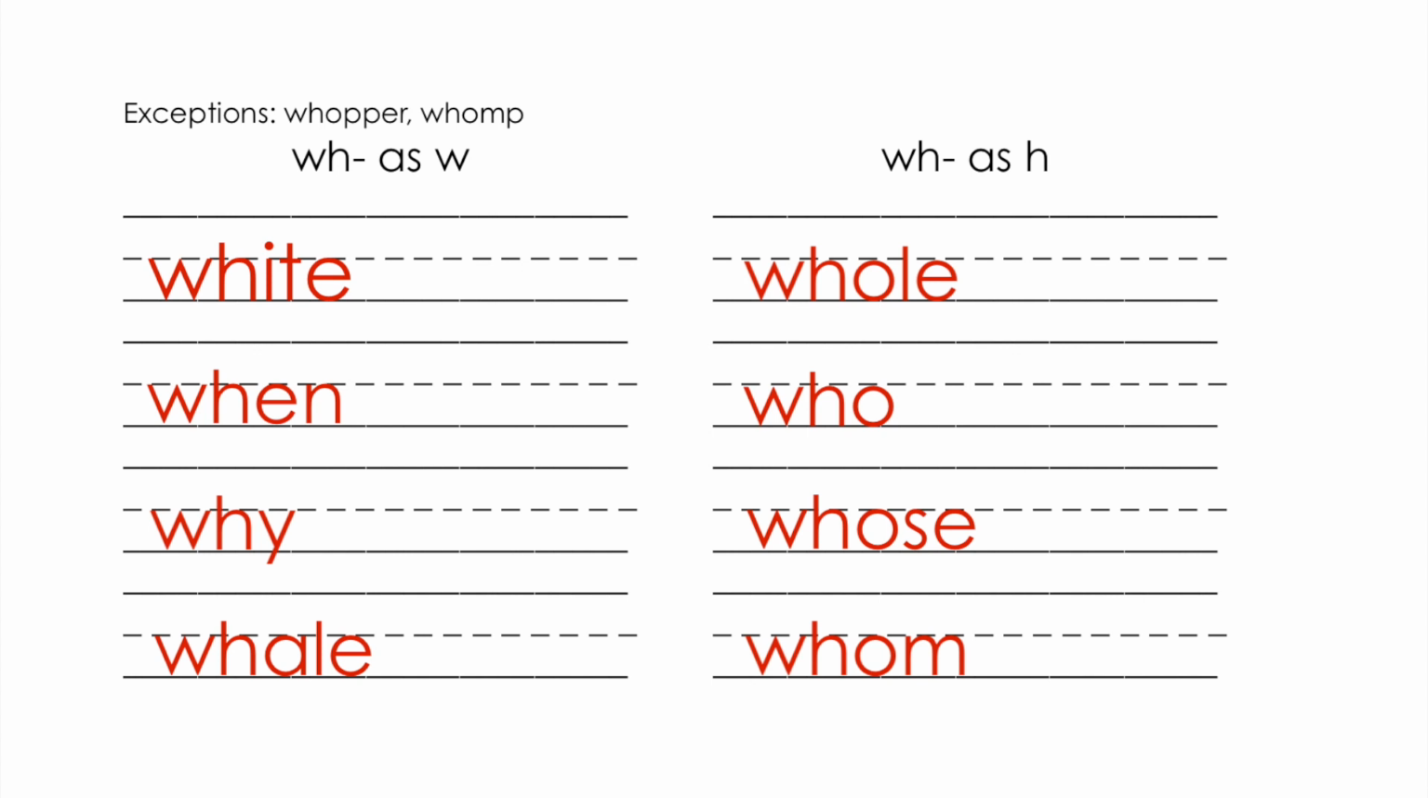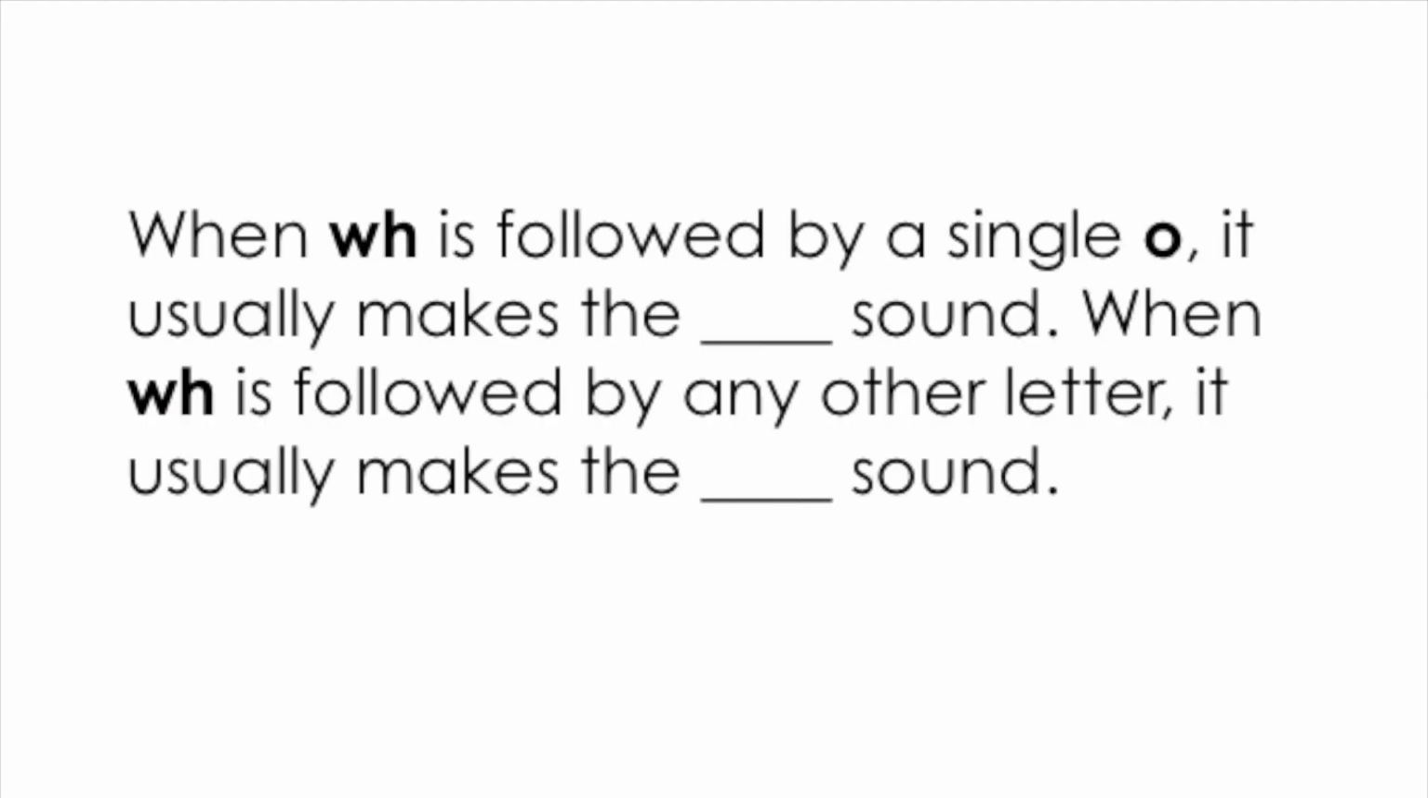Now let's take a look at the sentences below. Can you read them on your own? The first one says, when WH is followed by a single O, it usually makes the blank sound. What is that sound? The sound is the H sound. When an O comes after a WH, it sounds like the H.